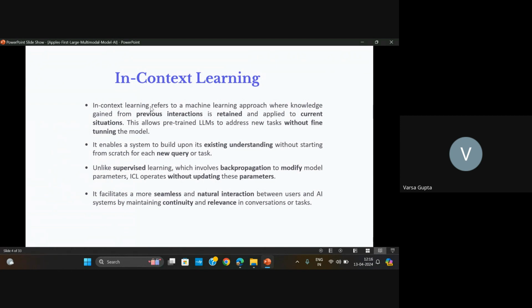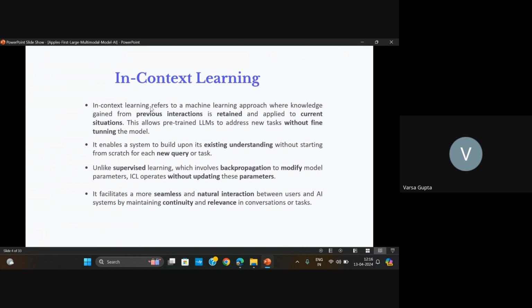In-context learning does not work on the backpropagation principle. It learns from the previous interaction, which is retained, and then when a user gives some new task, it is perfectly able to perform it. We can think of it as few shot learning, where the model learns from a few examples or even a single example provided in the prompt. This in-context learning facilitates a more seamless and natural interaction between user and AI system by maintaining continuity and relevance in the conversation or tasks.